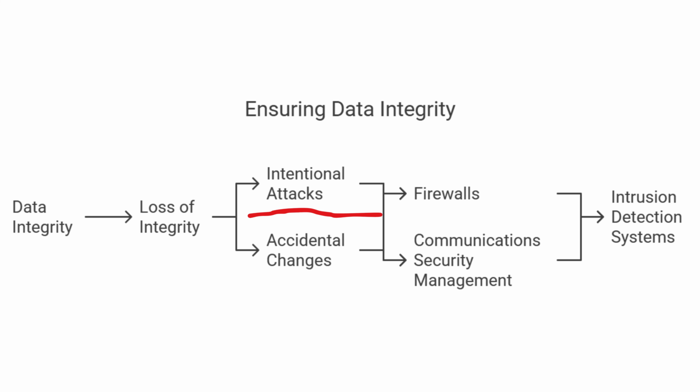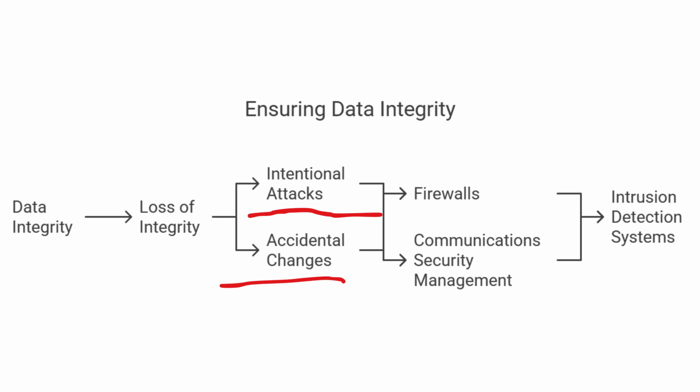Loss of integrity can happen in two major ways. Intentional attacks, where someone deliberately alters information. For example, a hacker might deface a company's website, changing its content. Accidental changes. Sometimes data is modified unintentionally. Maybe an administrator mistakenly overwrites a file, or a system error corrupts a database.